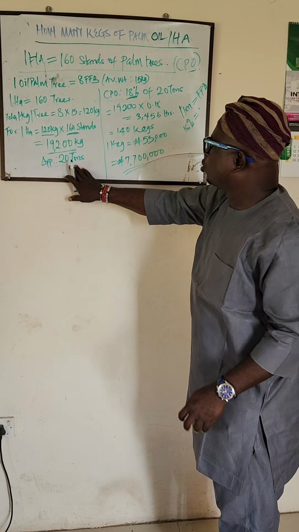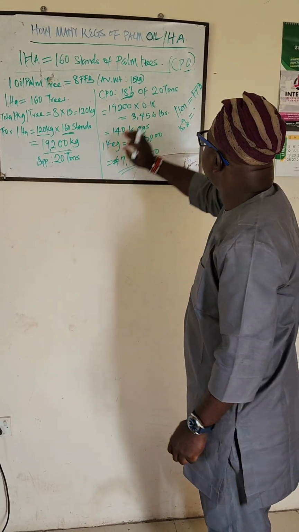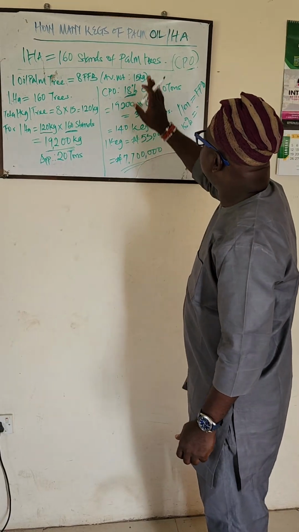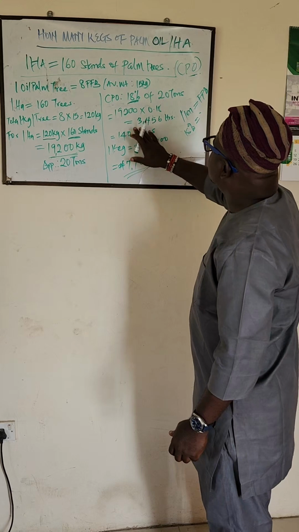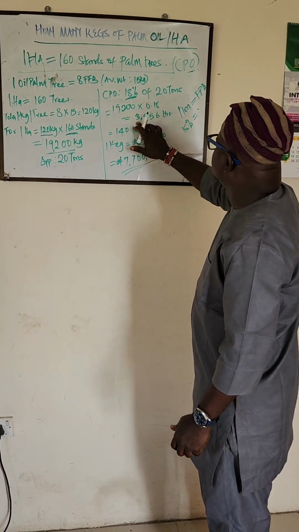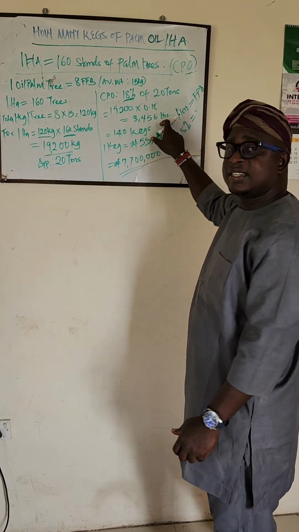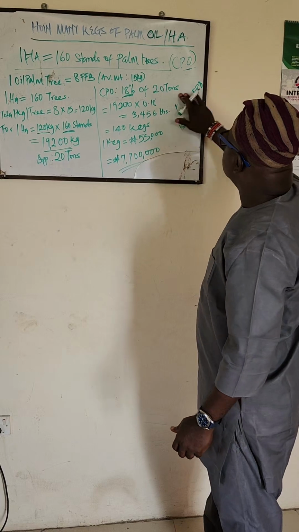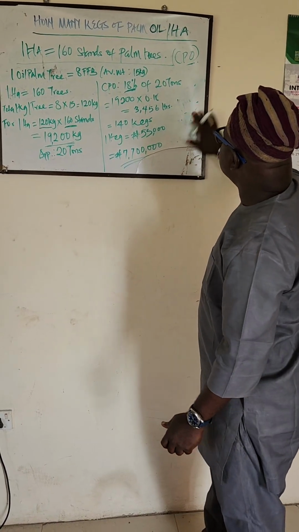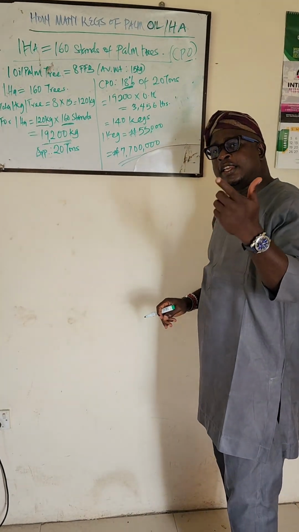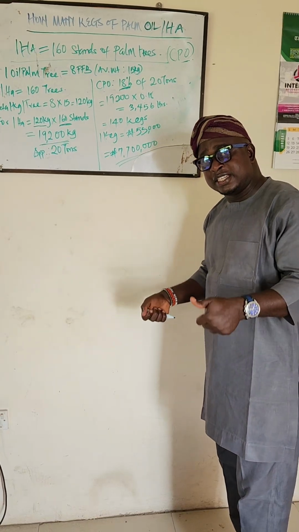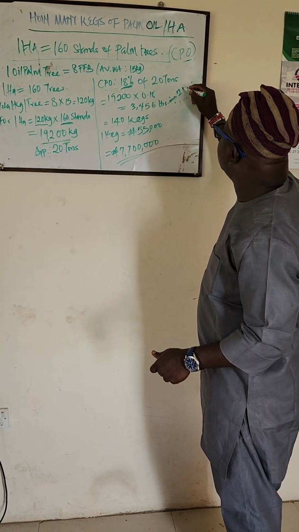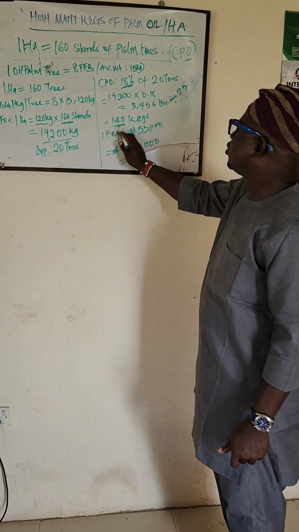Since we have 20 tons per annum from this 1 hectare, we're going to look at 18% of it. If you do 18% of 19,200, it will give you about 3,456 liters. That's what you can actually get in a year. The standard measurement for oil in Nigeria is the yellow keg, which is 25 liters. If you divide this figure by 25 liters, it will give you approximately 140 kegs.